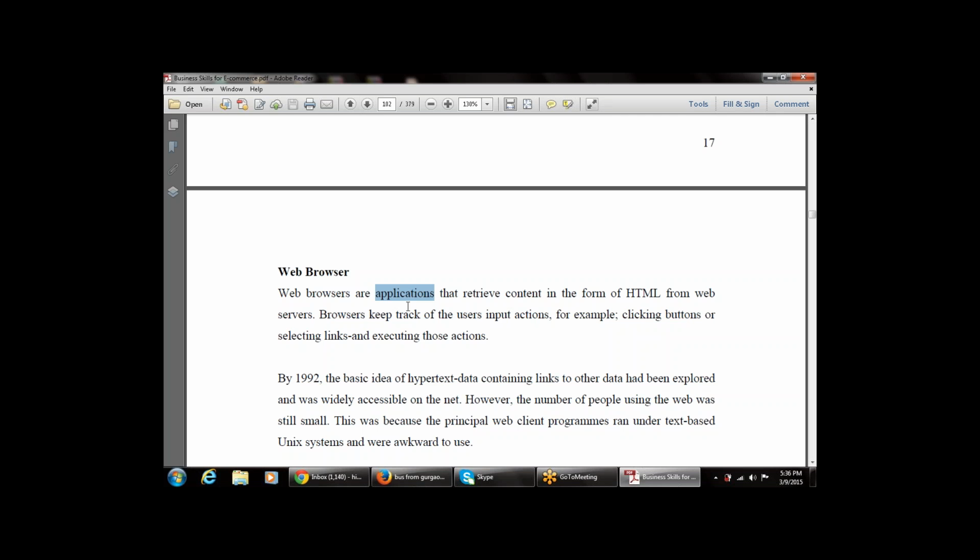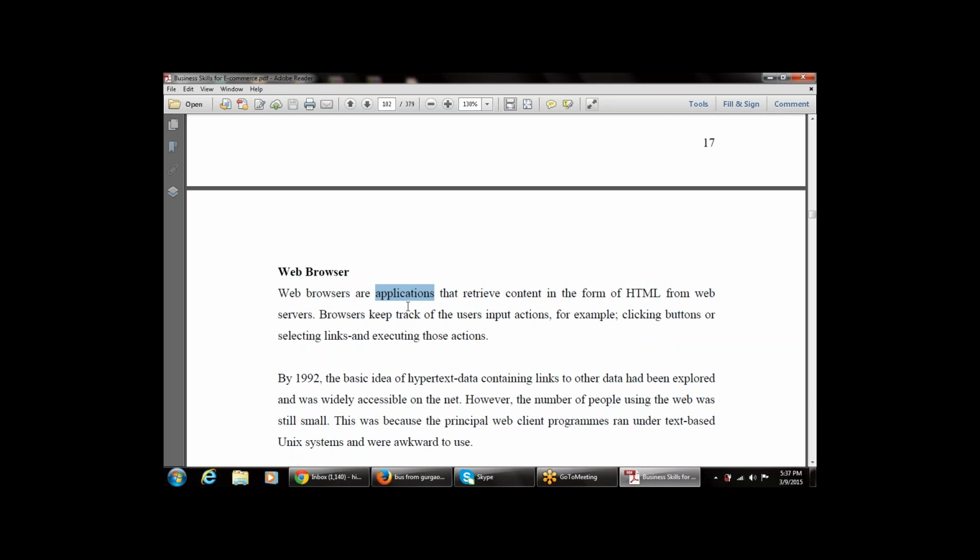However, the number of people using the web was still small. That is, the number of users using the web was small. This was because the principal web client programs ran under text-based Unix systems and were awkward to use.